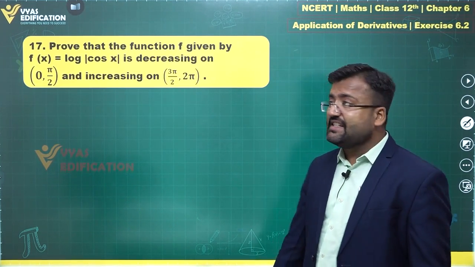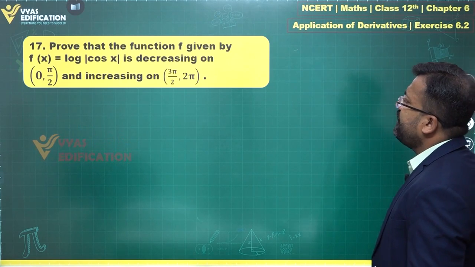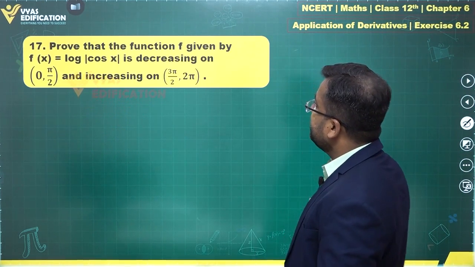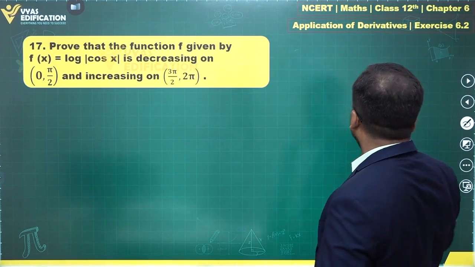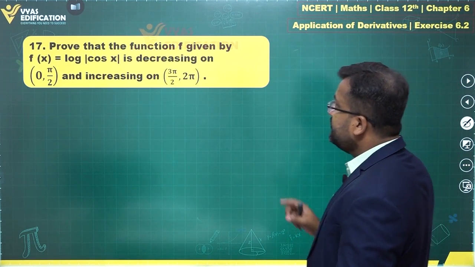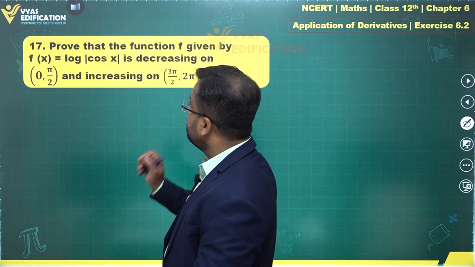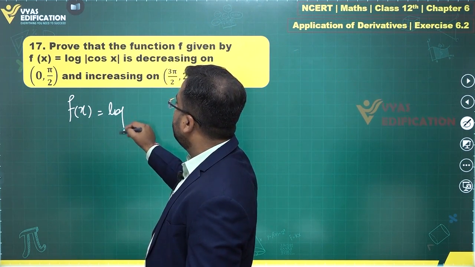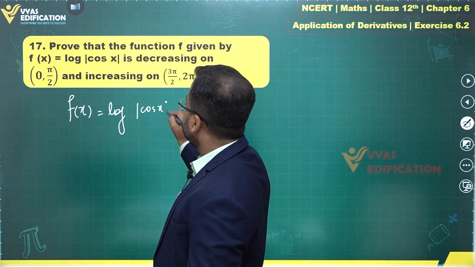Question number 17 says that prove that the function f given by f(x) equals log of mod cos x is decreasing on this and increasing on this. This time we have an interesting function. We have modulus of cos x. Let's talk about f(x) equals log of mod cos x.